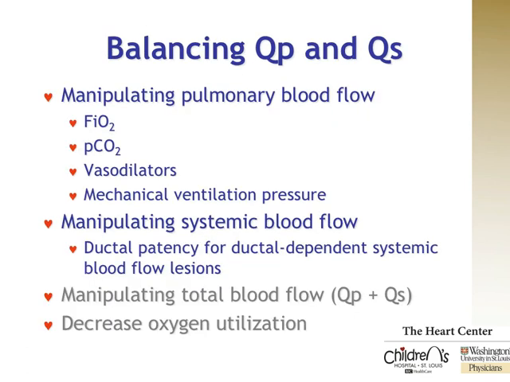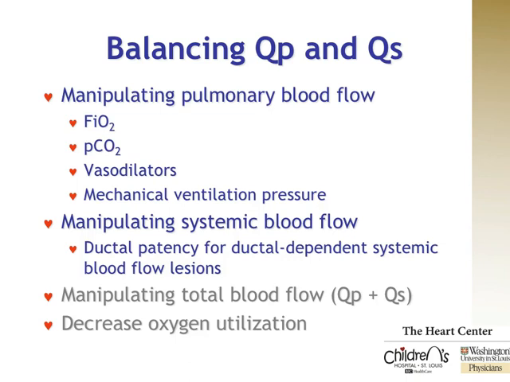And in some of our management, we're focusing on balancing QP/QS. So can we manipulate things to get the QP/QS balance a little closer to normal so that we're getting enough pulmonary blood flow to get oxygen into the blood, but not too much so that we're not overworking that ventricle? Most of the time, we're focusing on manipulating the pulmonary blood flow and not so much decreasing pulmonary blood flow, because a lot of the manipulations that we can do at the bedside don't necessarily decrease pulmonary blood flow, but some of them can increase pulmonary blood flow, which is often something that we'd want to avoid.